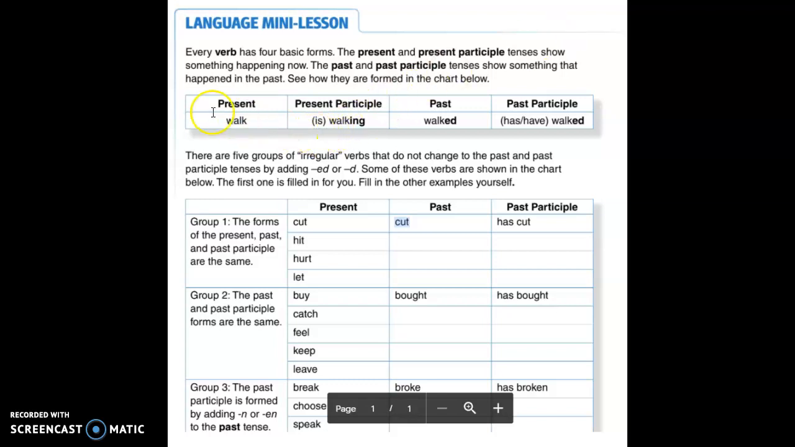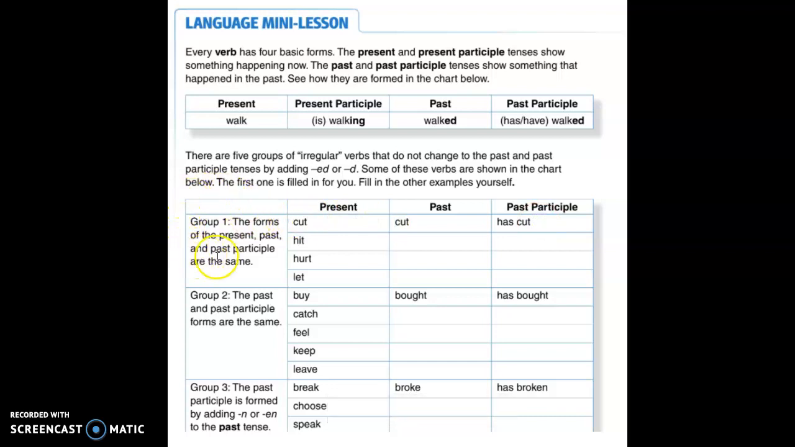So you can see in the chart here, present is walk, present participle is walking, past walked, and past participle is has walked or have walked. So there are 5 groups of irregular verbs that don't change to the past and past participle tenses by adding ed or d. So some of the verbs are shown in the chart below. The first one of each of the 5 groups has been done for you.